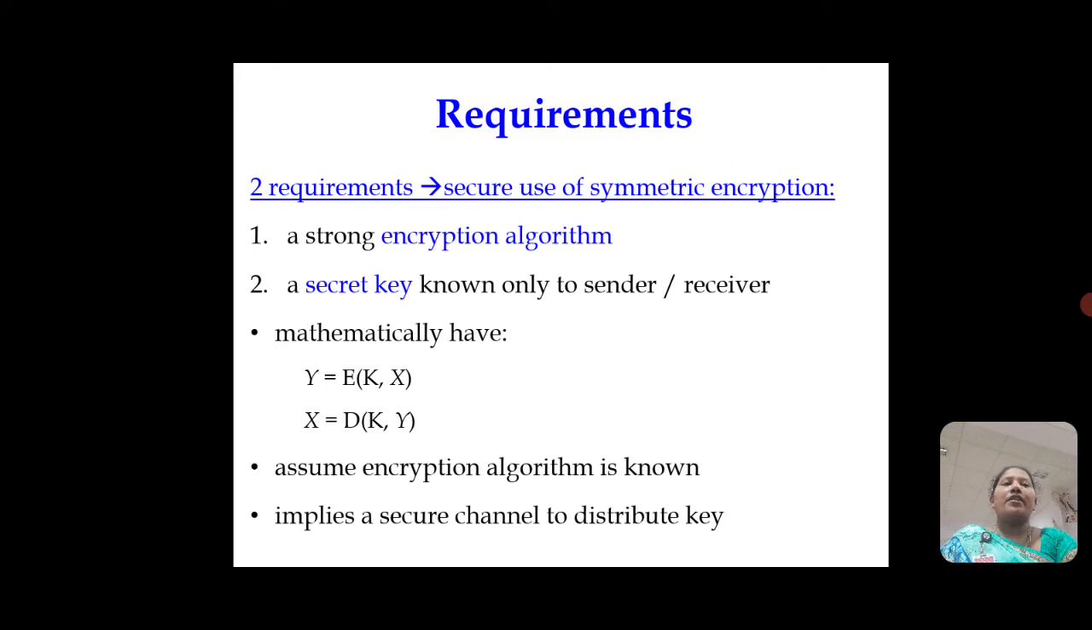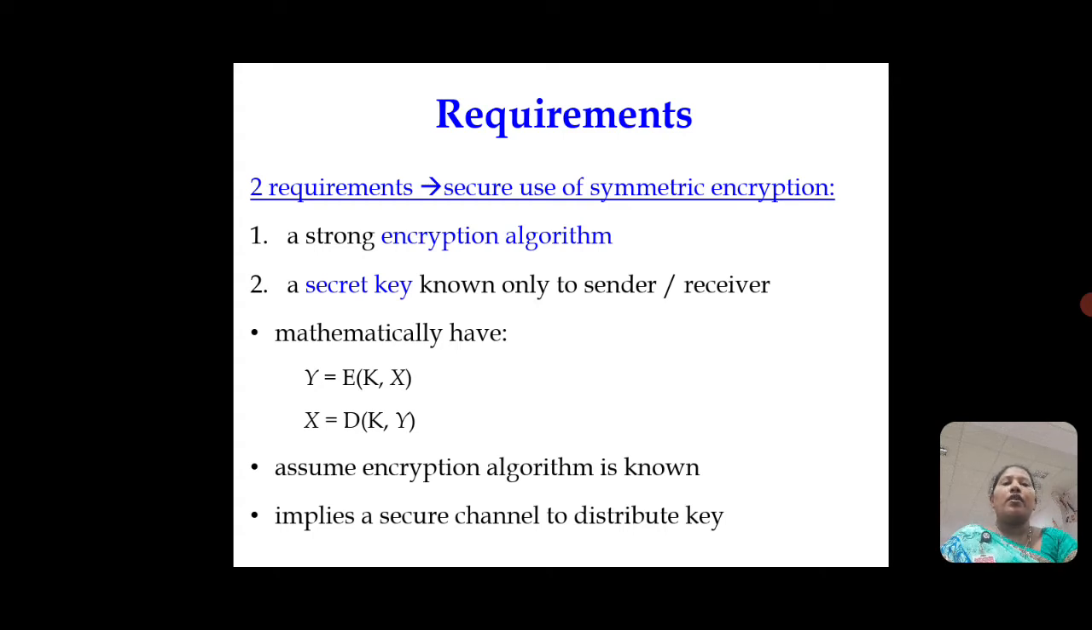Here you need 2 main requirements in order to send the message securely. The first one is you need a strong encryption algorithm like DES or AES. And also the key you are going to use in that algorithm must be kept secret. Mathematically you can express this with X and Y. X is the plain text and Y is the ciphertext. How did you get your ciphertext? By encrypting the plain text using the key K, you will get the ciphertext Y.